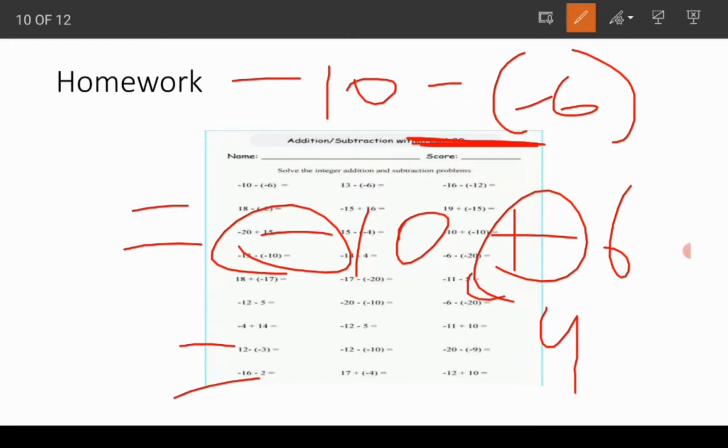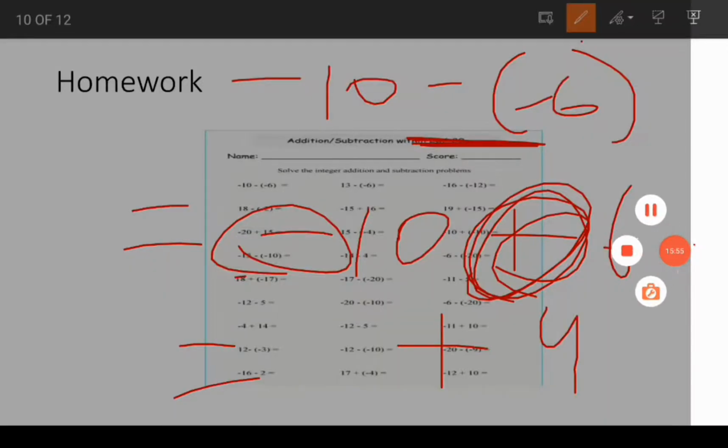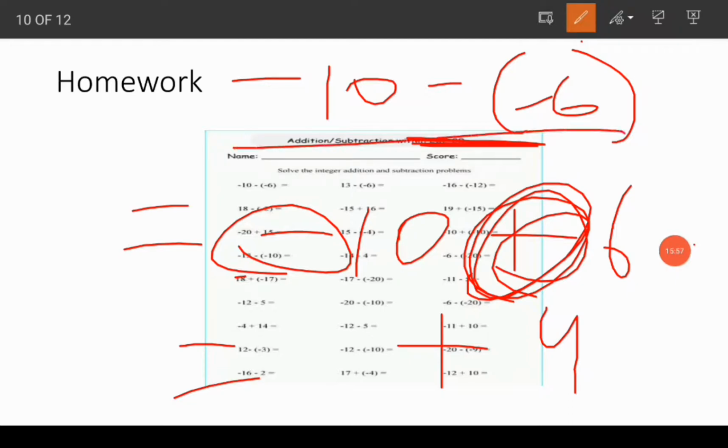So what sign will come, plus or minus? The bigger number's sign is what? Plus 6. Here the minus sign is not bigger. Every time, negative integers are smaller than positive integers. All the negative integers are smaller than the positive integers. Remember this point. So the answer will be plus 4, because the higher number's sign is plus 6. Understood? Okay, so like this you can solve your homework.